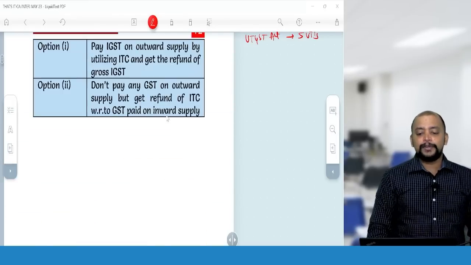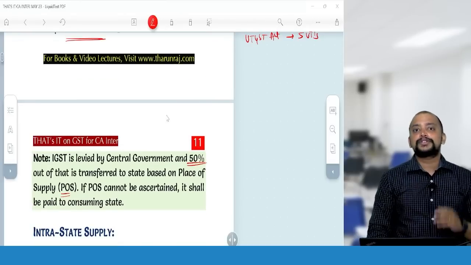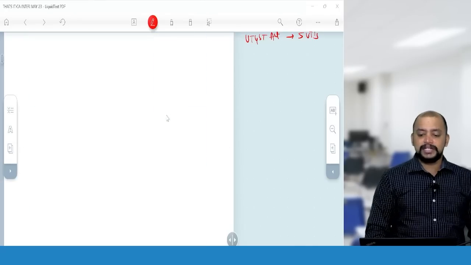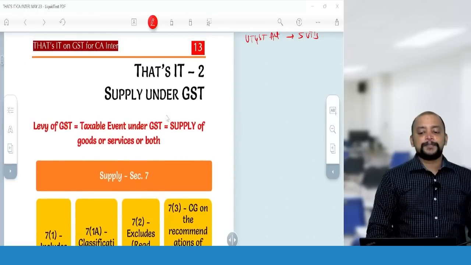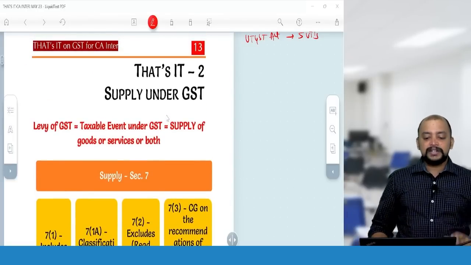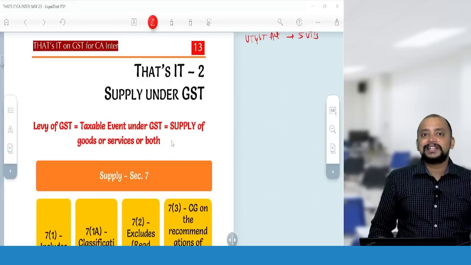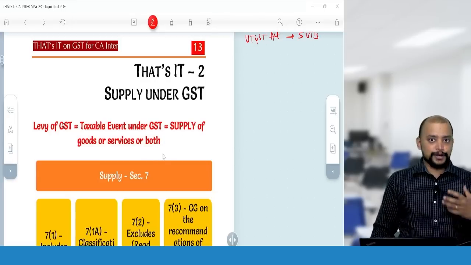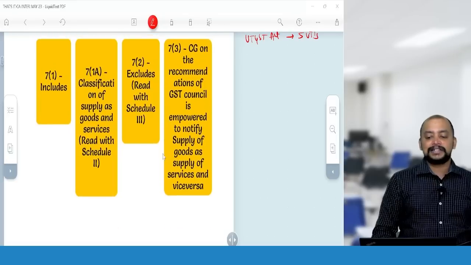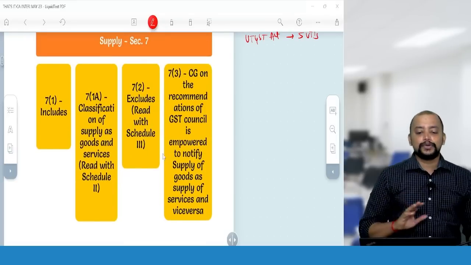These are the important points that you need to keep in mind when it comes to the first segment, that is, introduction to GST. And the next one, supply. Supply under GST is the taxable event. So the levy of GST, the taxable event under GST, is supply of goods or services or both. This supply is given under section 7 of the CGST Act. So section 7 is divided into totally 4.